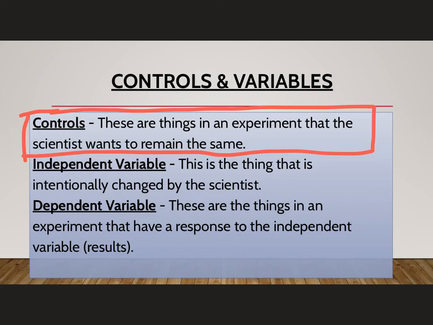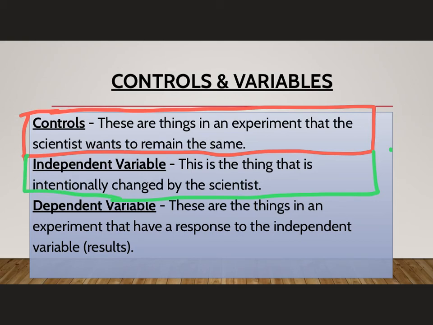Controls are the things you keep the same. You're not changing those. You're trying to keep everything exactly the same so that other things don't interfere with your results. Controls are the things you're locking down. Think about it that way. All right, then that leads us to our independent variable. Our independent variable is the one that you actually do want to change.